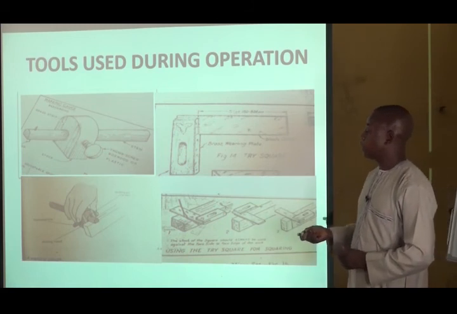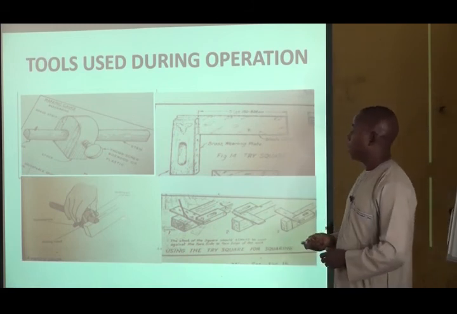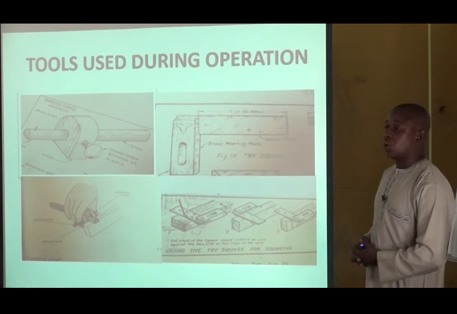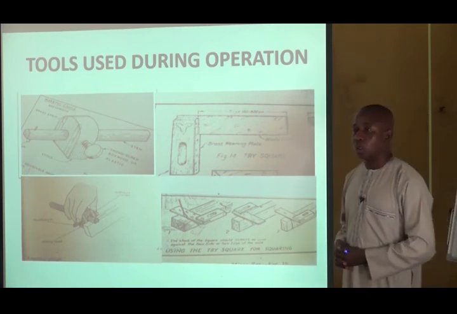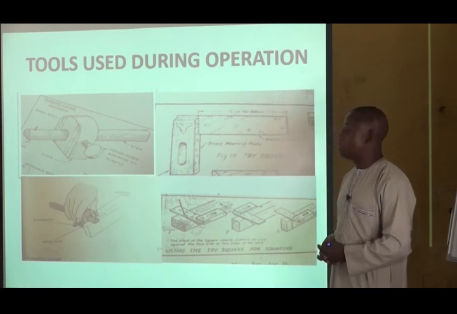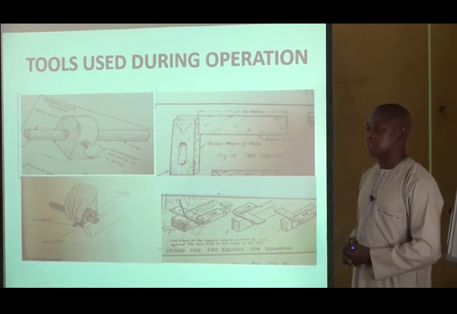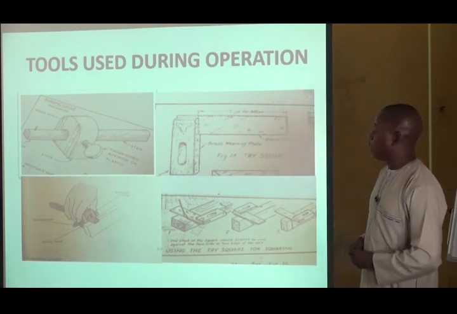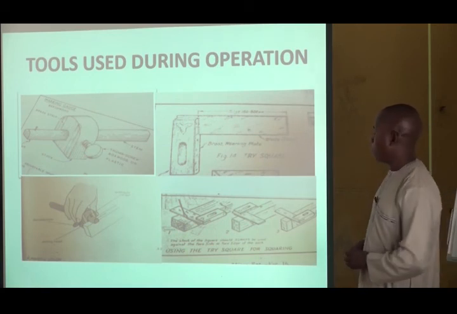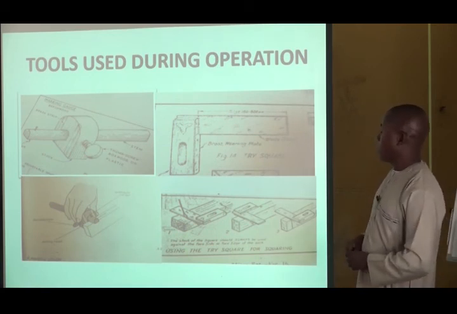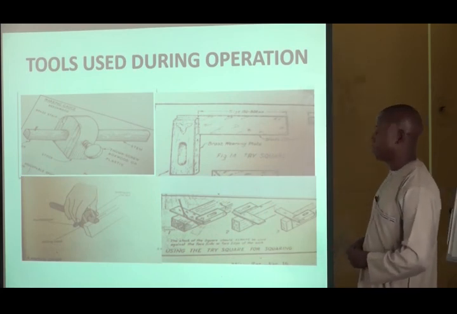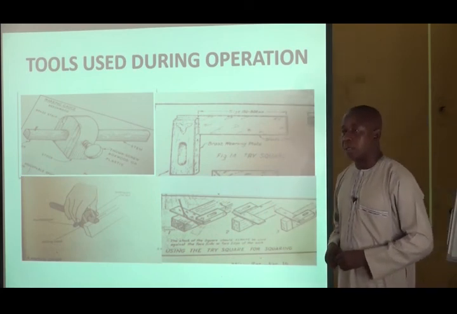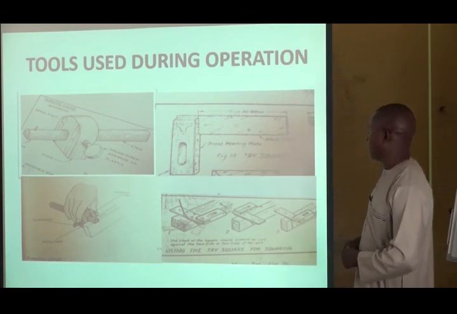And the third, by my left-hand side, is an illustration of how the marking gauge is being used to mark out a measurement on the piece. And finally, the fourth is how the tri-square is being used for squaring and also testing.